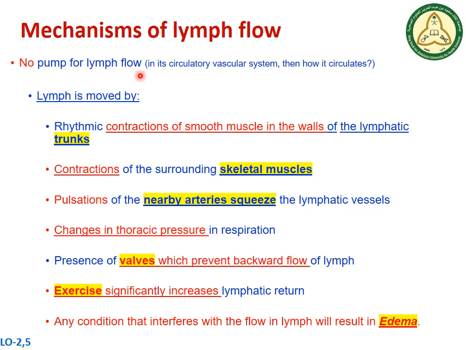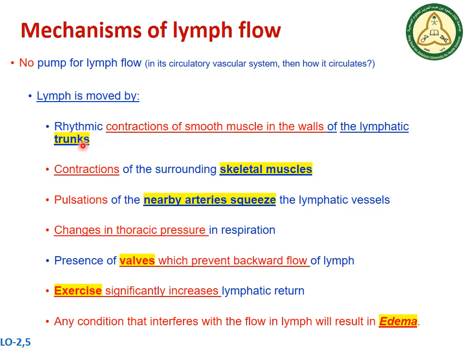No pump for lymph flow. Just like you have the circulatory system, the systemic and pulmonary circulation, and you have the heart as a pumping machine that keeps the blood circulating in the vessels. But here in the lymphatic vascular system, there is no pump-like instrument. So how does it run in the vessels? There are some mechanisms that are all physiological.